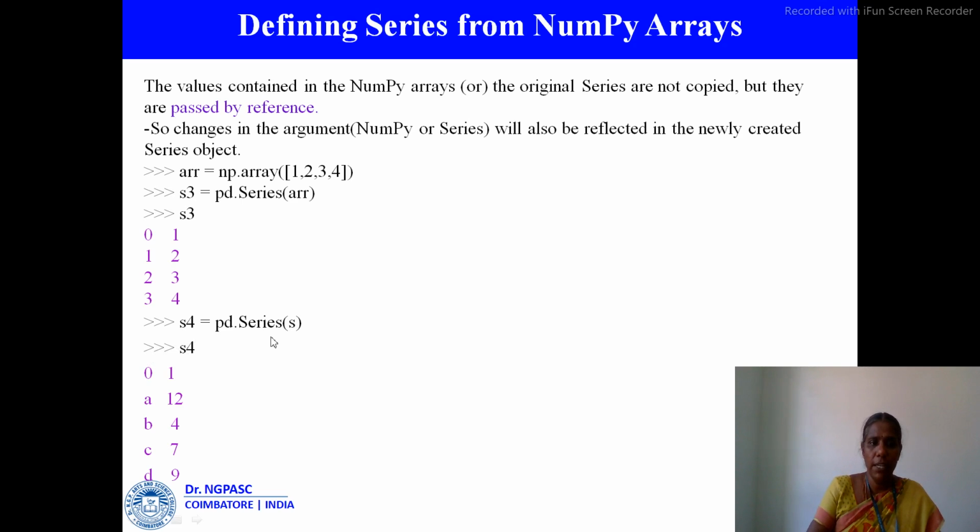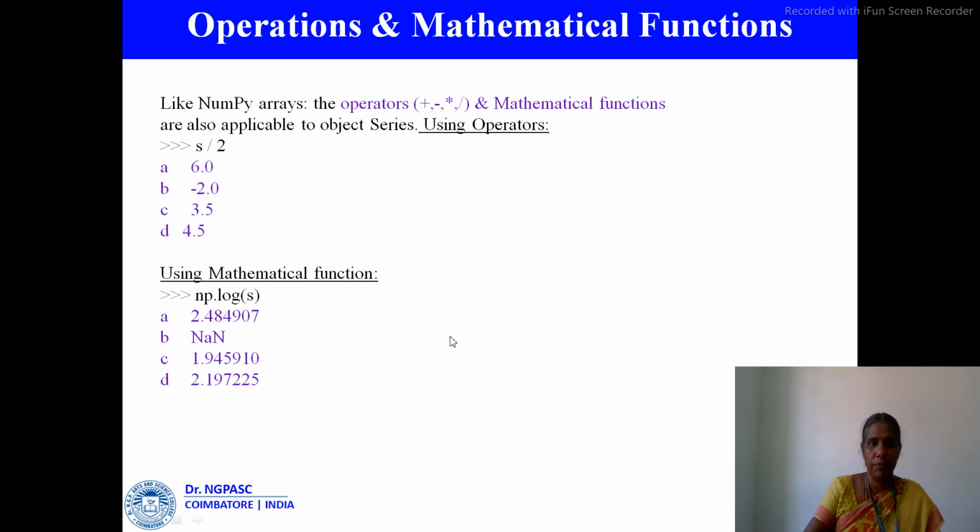S4 is equal to pd.Series of S. This is an example of converting an existing series to a series. So S is an already created series. Now I want to create it as another series. When I print S4, it will print the contents.